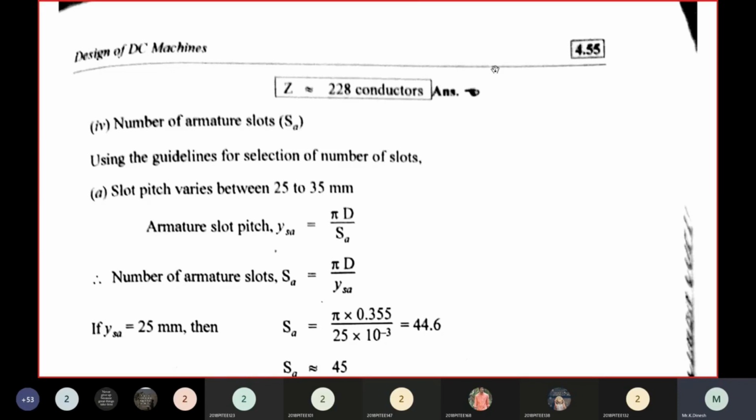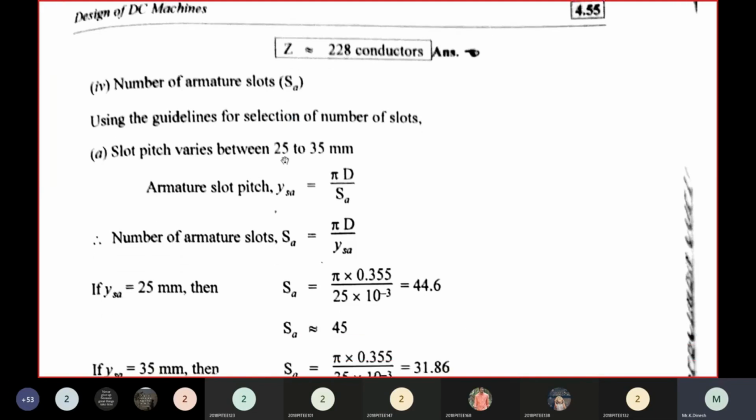Next வந்து பாத்தீங்கன்னா number of armature slots S_A. So we know that the slot pitch variation should be 25 to 35 mm. So Y_SA equals pi d by S_A. It is your first guideline or second guideline. Pi d by S_A. So from this equation I am getting S_A. S_A equals pi d by Y_SA. So first I am substituting my first limit, that is Y_SA equal to 25 mm. What is your number of slots? So pi into 0.355 divided by 25.